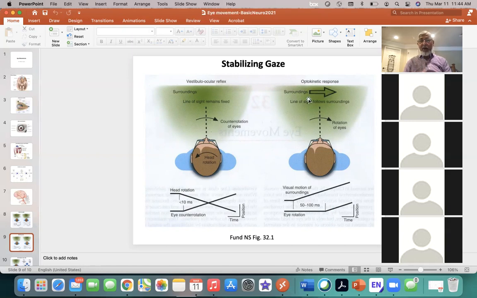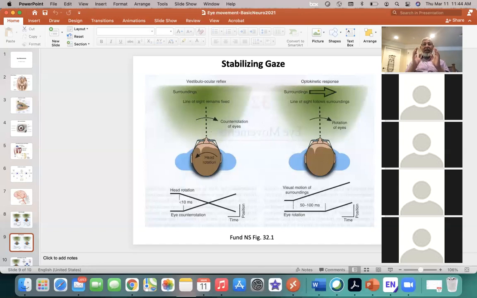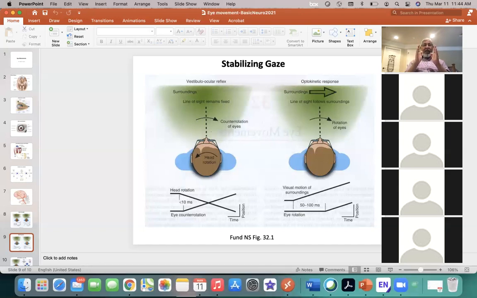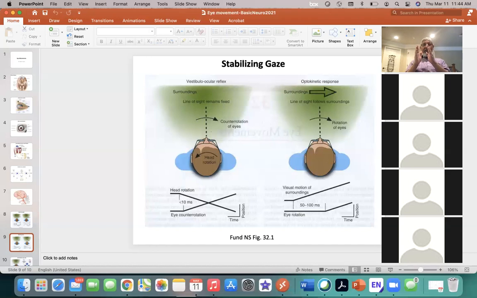So you see, here the surrounding was fixed, but here the surrounding is moving. Surrounding means your object of interest is moving, even though your head is not moving and your eye is fixed. If your object of interest is moving and you keep your eye in the same place, do you think you can see the object, or will the object still remain in your visual field? It will not. So as the object moves slowly, you keep slowly rotating your eyes to follow the object.